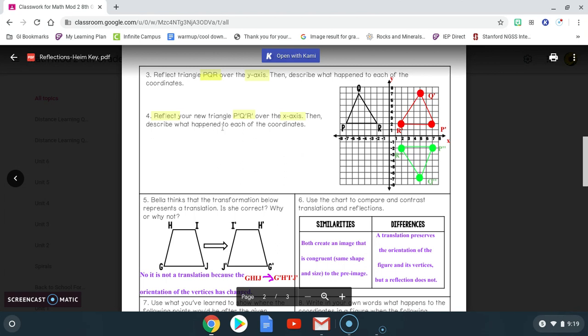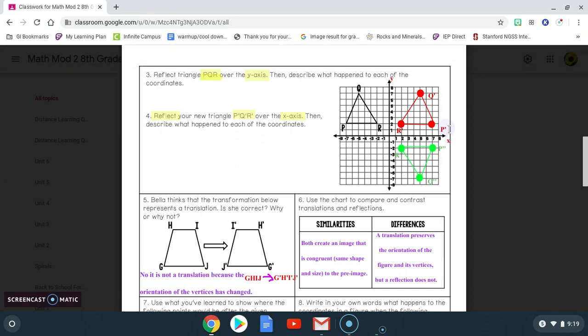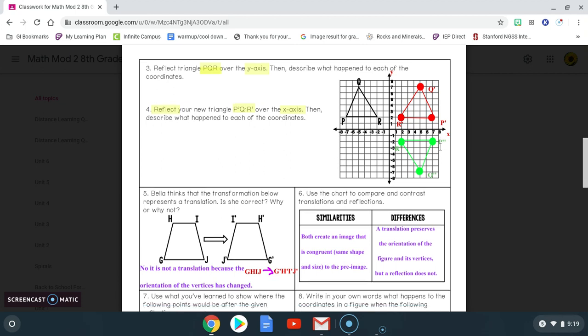And then it says reflect your new triangle, so this one, over the x-axis. So if you see, these have 1 prime, which tells us that that's the first new image. But the second new image is going to have 2 primes, which makes sense because it's the second new image. So there's 2. So you put 2 little marks.